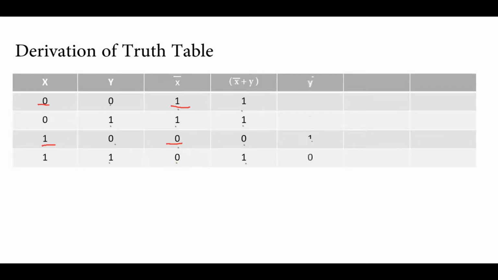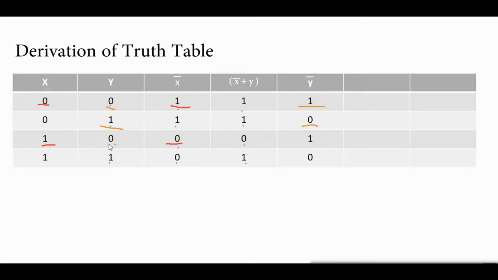The next column is the complement of y, which is denoted by y bar. So like what we did for x bar, we compare the value of y, and from 0, it becomes 1. From 1 becomes 0. That applies to all.